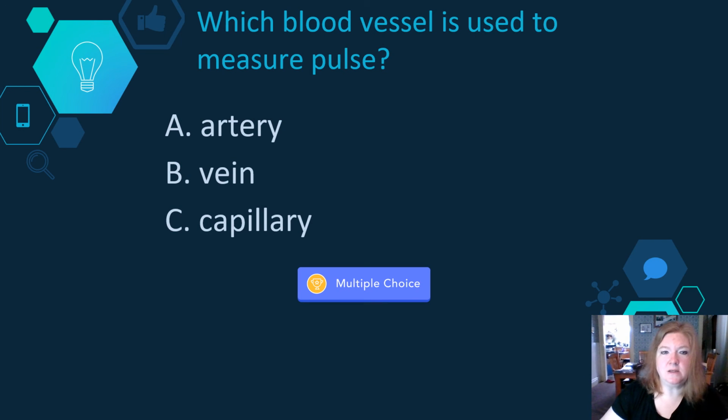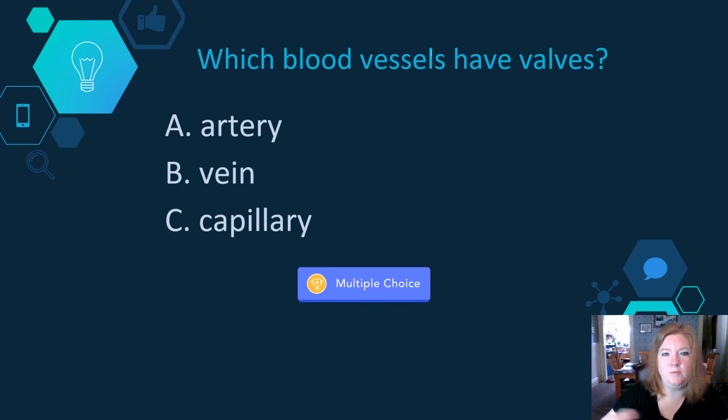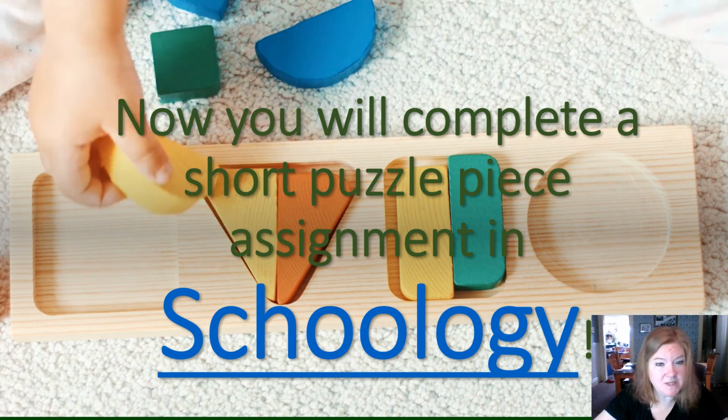So which blood vessel is used to measure pulse? Do you remember? Artery. Which blood vessels are the smallest? Do you remember? Capillary. Which blood vessels have valves? Do you remember? Veins. All right, and in class, you're going to do a puzzle piece assignment.